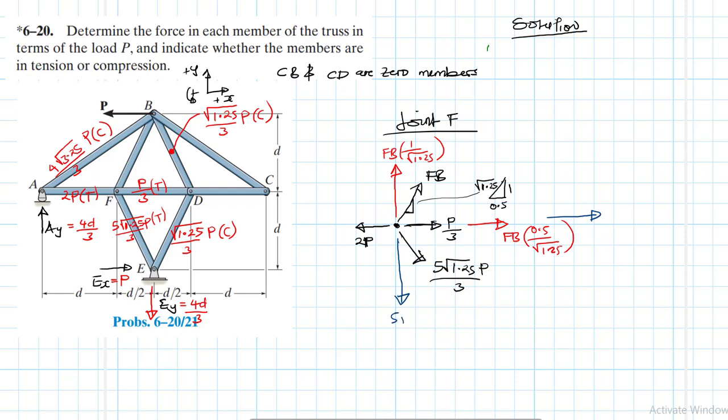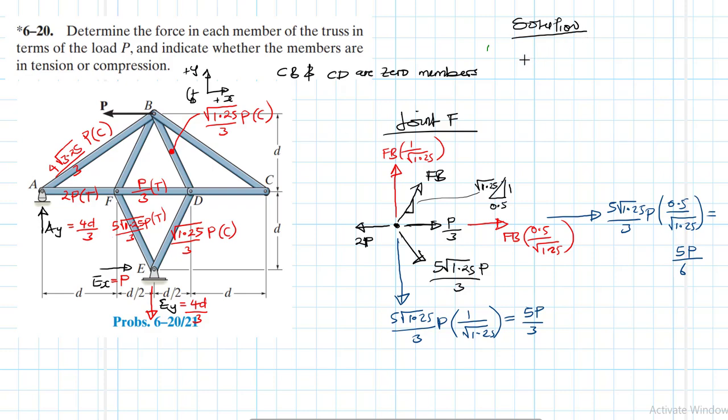So this one is just 5 root of 1.25 divided by 3P times 1 divided by root of 1.25. So therefore this just gives us a 5P over 3. And then this one also, we have 5 root of 1.25 divided by 3P times 0.5 divided by root of 1.25. So this one basically gives us 5P divided by 6, right?